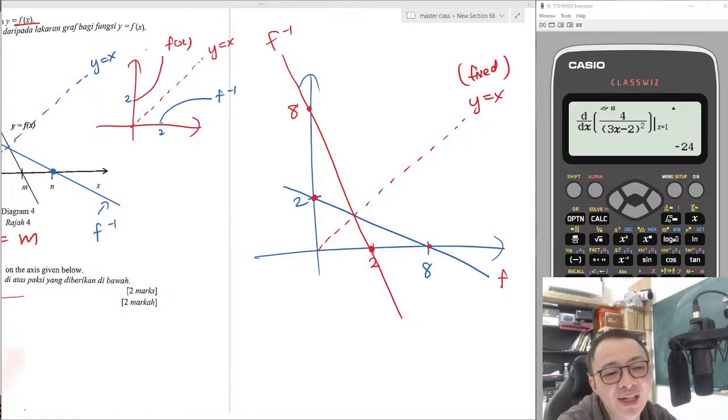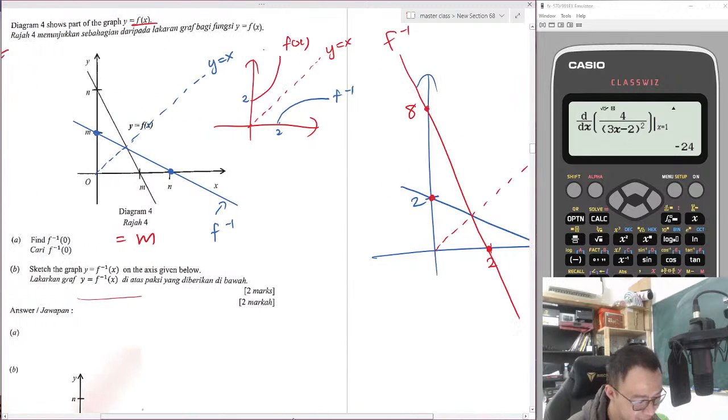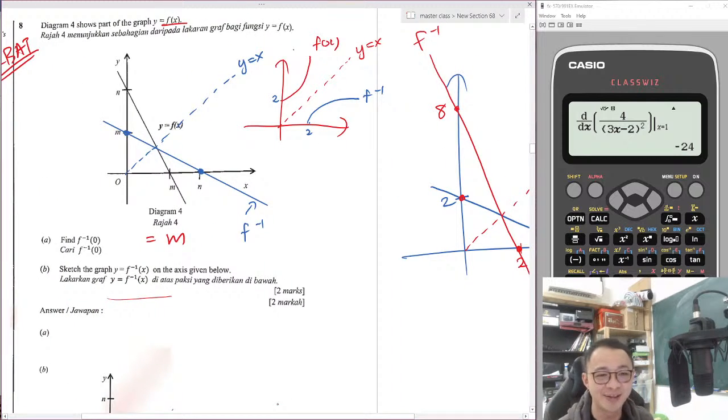But I do explain how everything works there, because I understand that suddenly introducing a new concept might make some students struggle. Just remember it always reflects at the line y equals x, so you're just trying to draw out the reflection line, that's all, just 1 mark. Okay, let's move on to the next part.